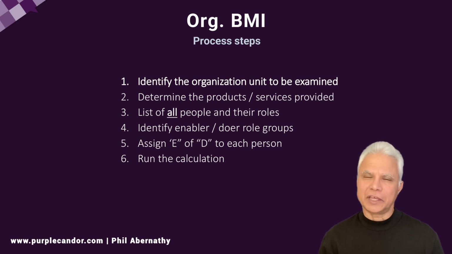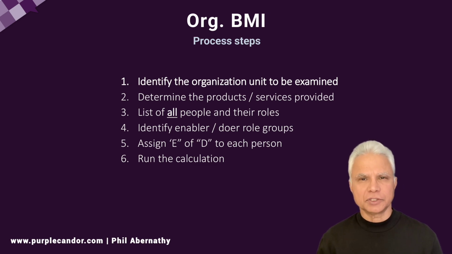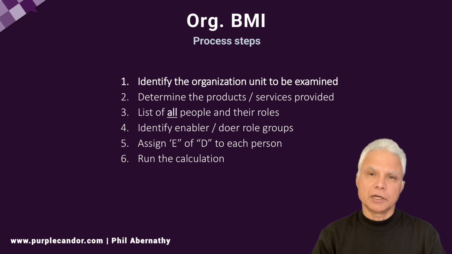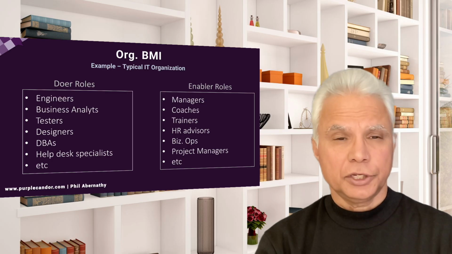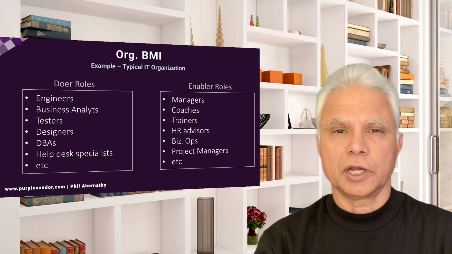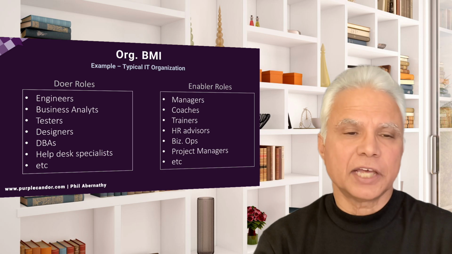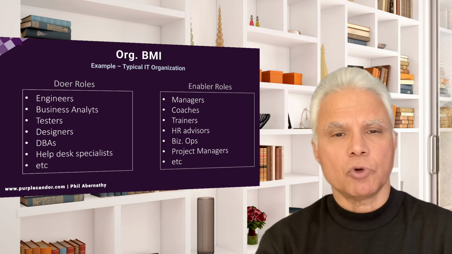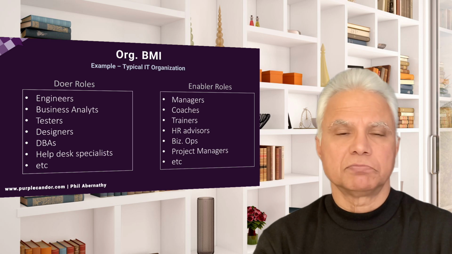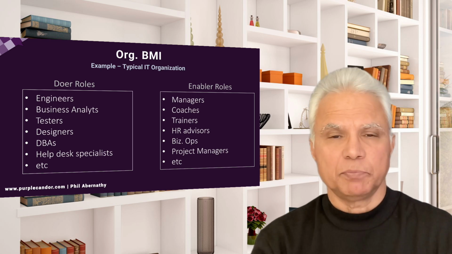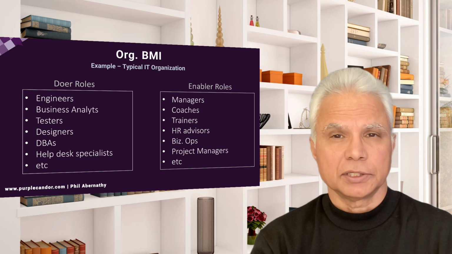Now, very often there could be people that are actually involved in delivering the products and services for the chosen group who sit outside that chosen group. Ensure that you get them on the list as well. You now identify the enabler and doer role groups. So here's an example. If you take a typical IT organization, the doers would be engineers, business analysts, testers, designers, DBAs, etc. Enabler roles would be managers, coaches, trainers, HR advisors, BizOps people, project managers, etc.